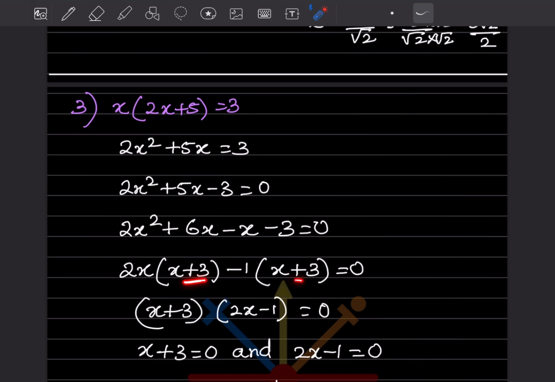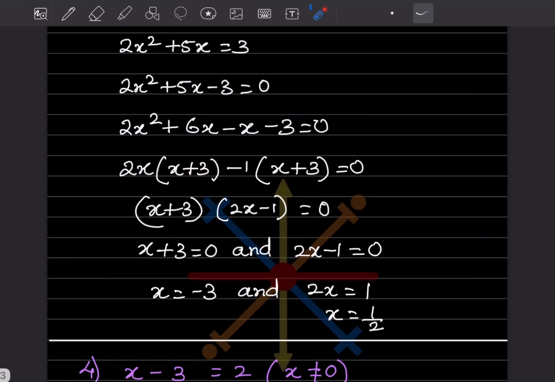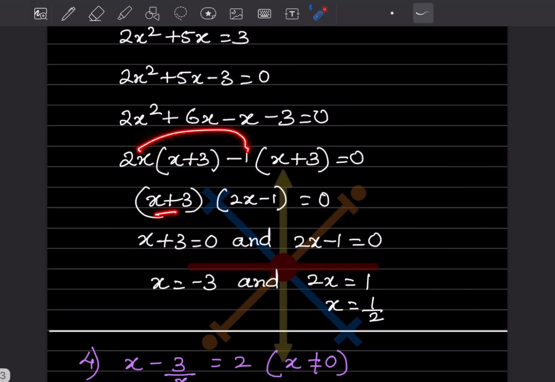So now both the brackets are the same, so that is going to be x plus 3, and this will be 2x minus 1 is 0. So x plus 3 is equal to 0, and 2x minus 1 is equal to 0. So x will be minus 3, and this 2x will be 1. So x is going to be 1, divided by 2. So this is the answer.